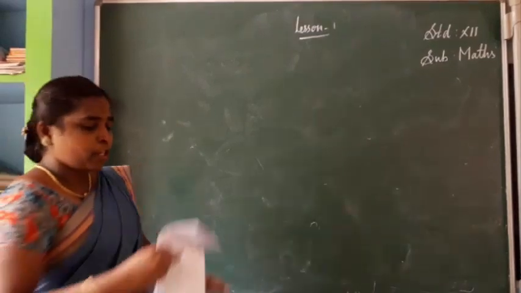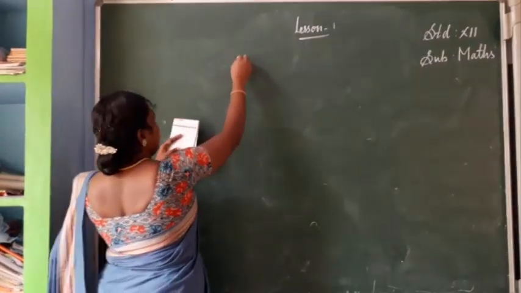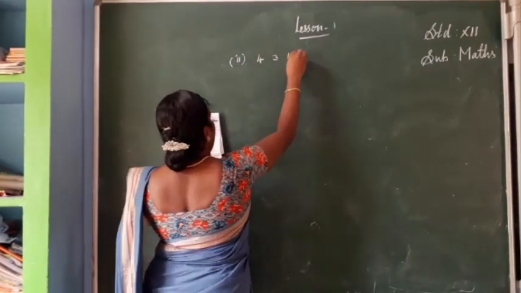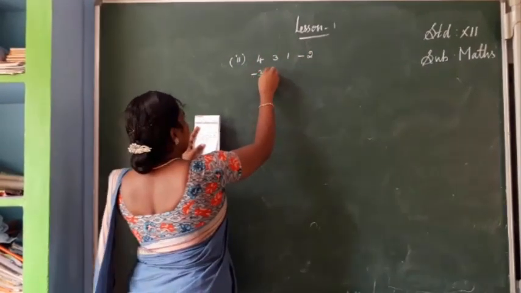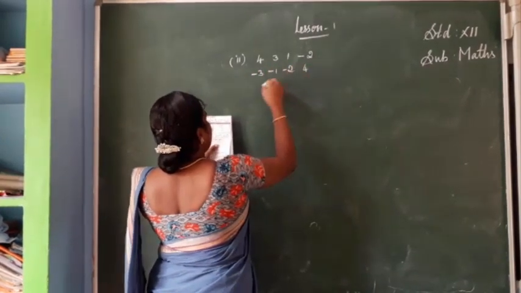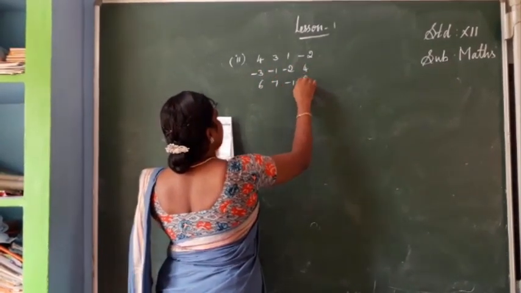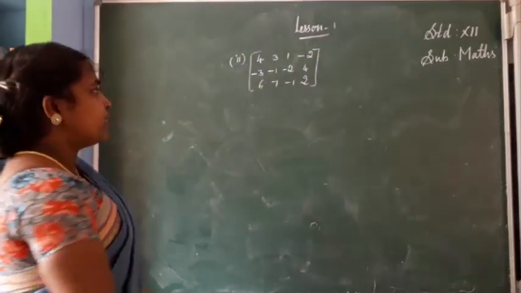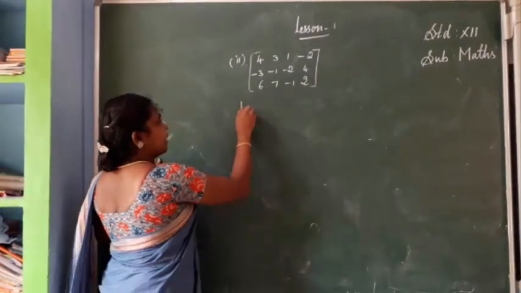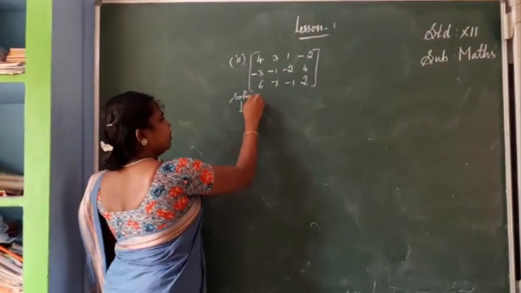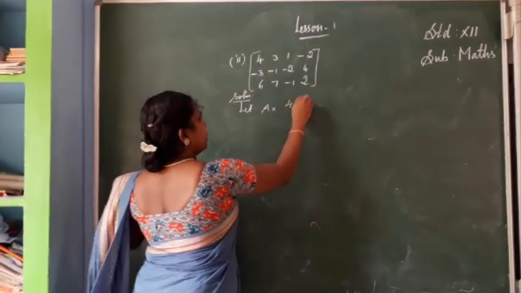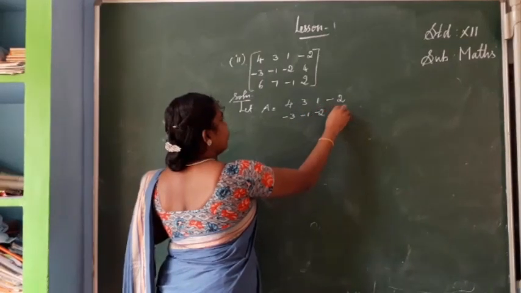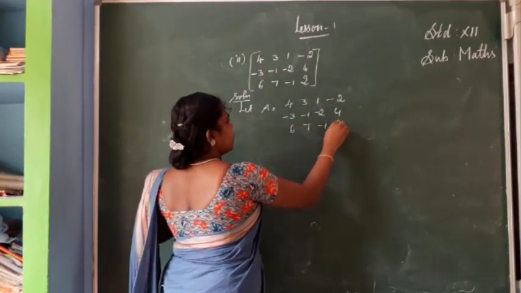Okay, next second subdivision, same method, same minor method only. One more subdivision is there. Second subdivision, that is 4, 3, 1, minus 2, minus 3, minus 1, minus 2, 4, 6, 7, minus 1, 2. So same minor method here also. First you have to write the given matrix. Let A equal to 4, 3, 1, minus 2, next minus 3, minus 1, minus 2, 4, 6, 7, minus 1, 2.